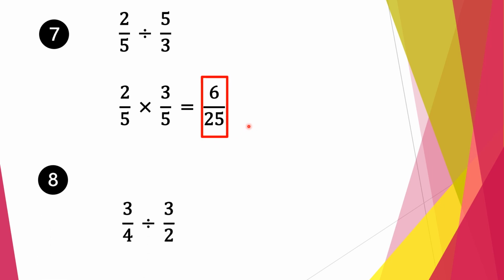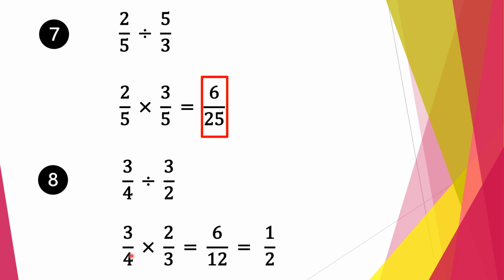Moving on to question 8. We have 3/4 divided by 3 over 2. Again, we keep the first fraction as it is, 3 over 4 or 3/4. We change the division sign into multiplication, and we take the reciprocal of the second fraction, 3 over 2. We flip it over to write down as 2 over 3, or 2/3.